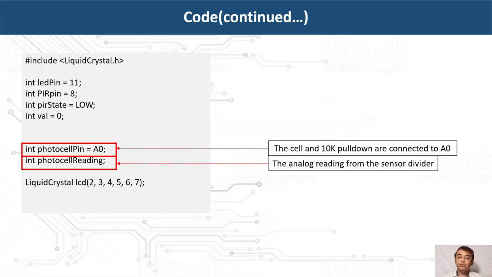So guys, this is the code. You can see we have included one header file called liquidcrystal.h. Then we have one variable called LED pin, equal to 11. So the LED anode pin is connected to digital pin number 11. Then we have PIR pin, which is pin number 8. The PIR sensor gives a high or low value depending on whether motion is detected or not. Then there is another variable called PIR state, set to low.